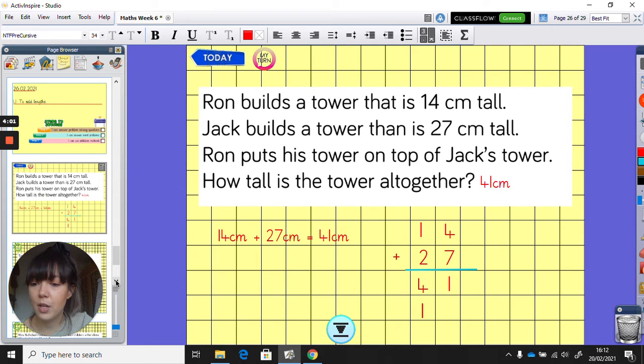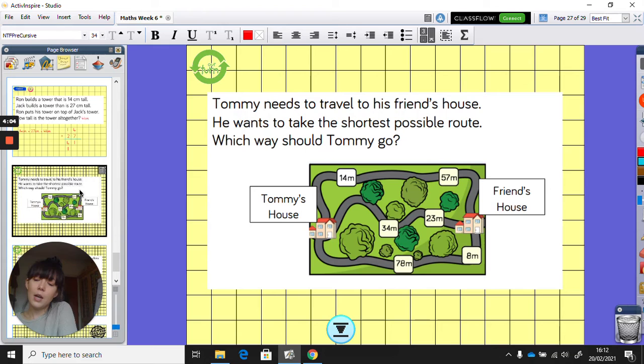Let's move on to your turn. So you're going to have a go at this and then I'll go through the answer. But I'll read you the question first and then you can pause the video.